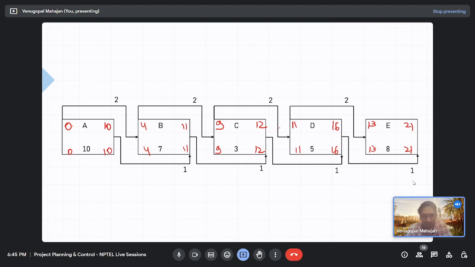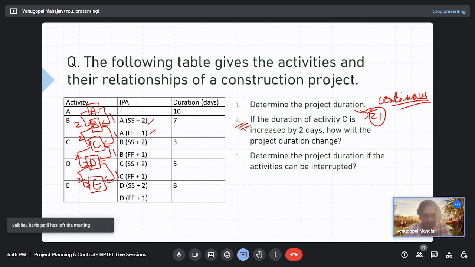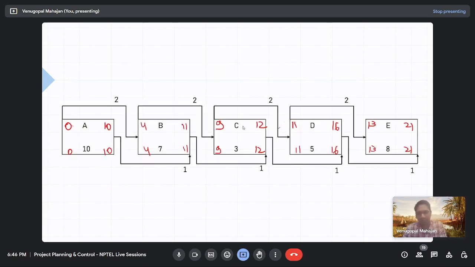So the question was determine the project duration. So you said it is 21 days, right? Now this second part is interesting here. If the duration of activity C is increased by 2 days, how will the project duration change? What do you think? 21 plus 2. Okay, so 23. No, sir. Can you please put that figure slide one more time?